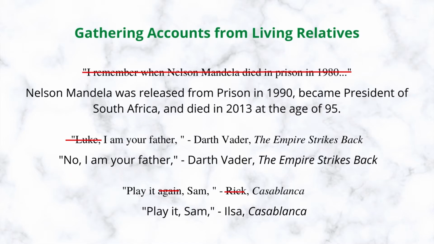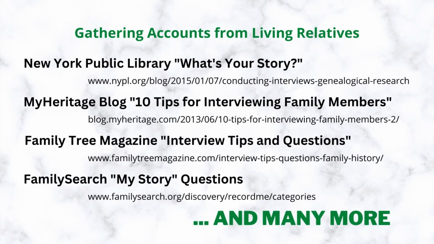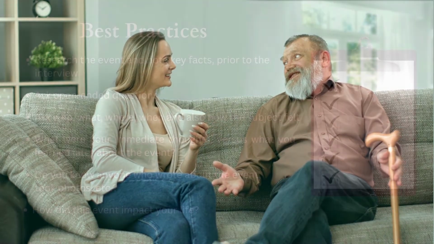Obviously, your best defense against fading, failing, and altered memories is to collect detailed accounts as soon as possible after an event occurs. There are many tools and resources available online to help you collect information from your living relatives. Some of them are listed here. Here are also my recommendations and best practices for gathering accounts from your living relatives.